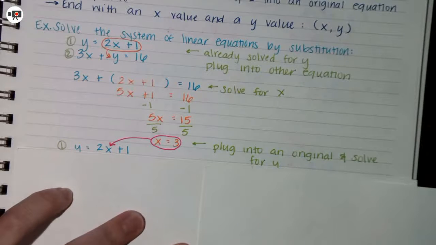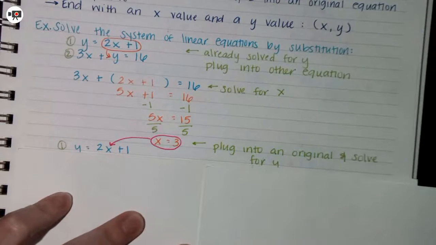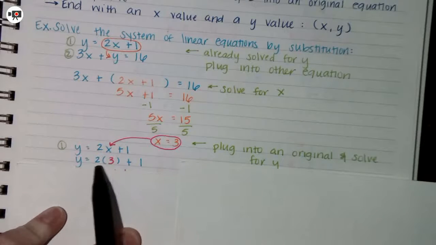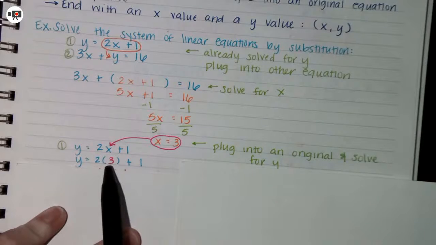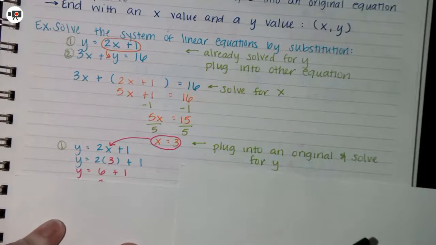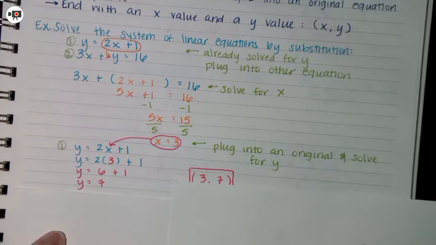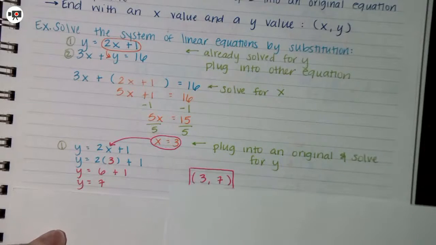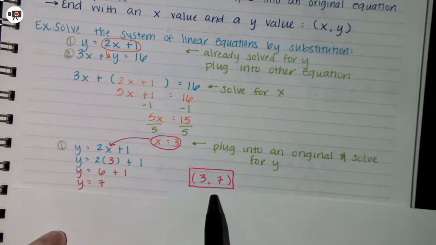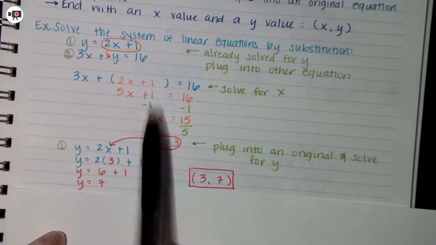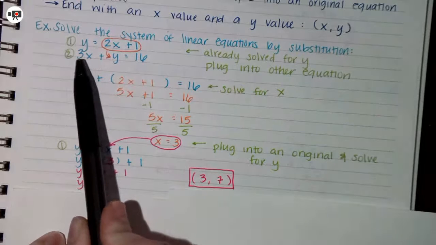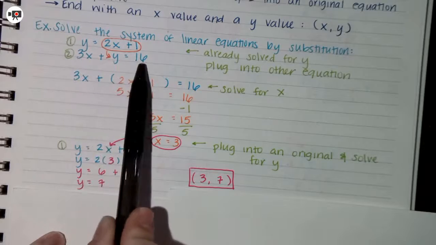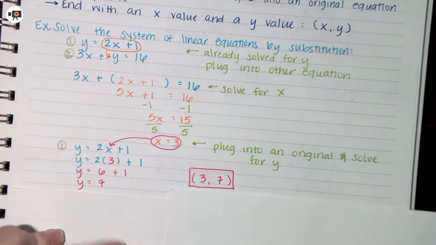Either equation, you will still get the right answer. So plugging it into equation 1, I get y equals 2 times x, but x is 3, plus 1. So y equals 6 plus 1, and y equals 7. Then I have a y equals and an x equals, and I put those together in an ordered pair. I can check those. If I plug them into my original here, I'd have 3 times 3, which is 9, plus 7, and 9 plus 7 is 16. So I know that works.